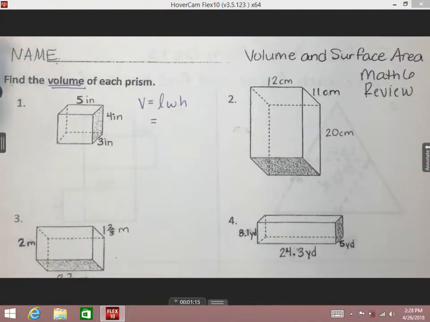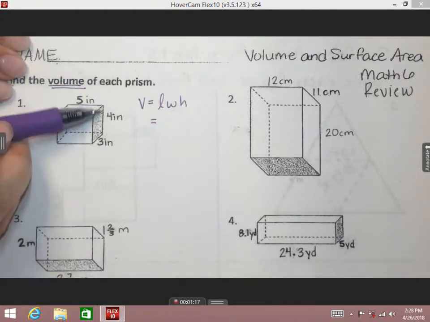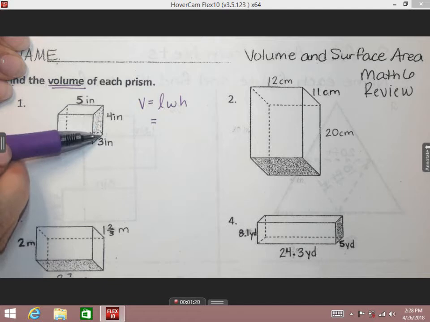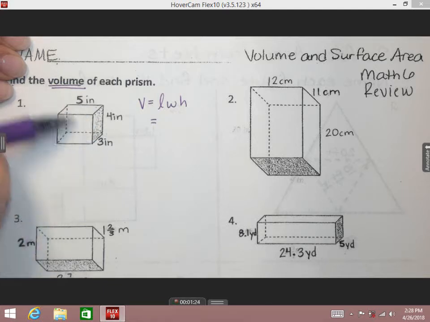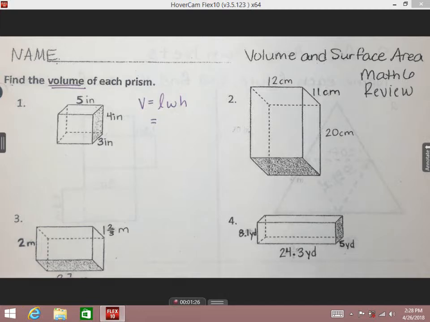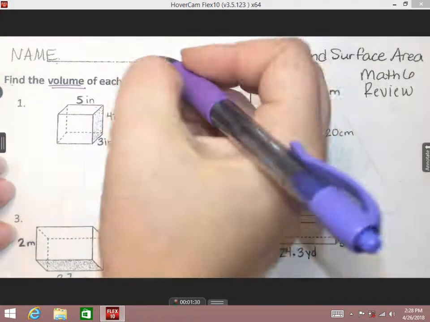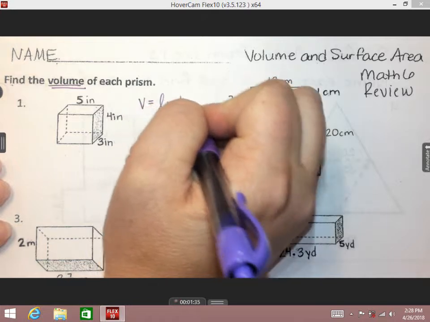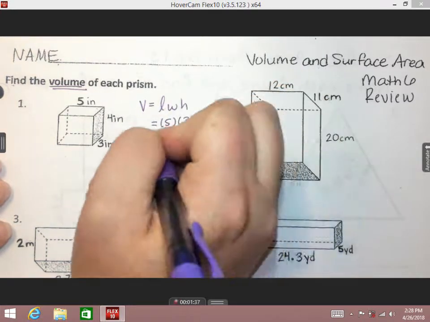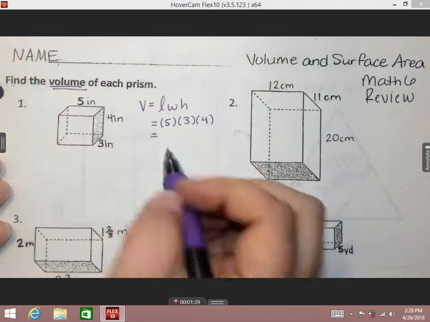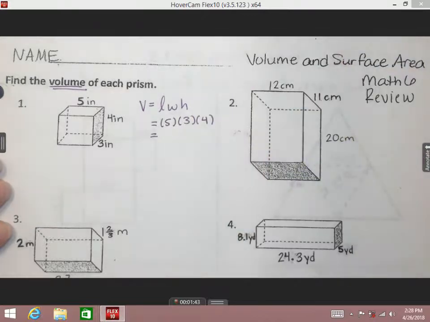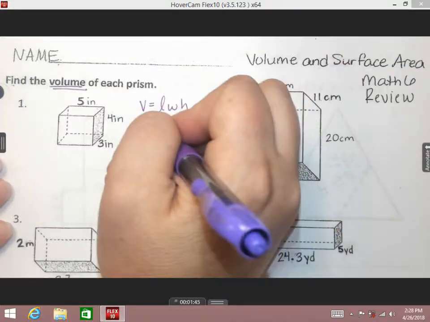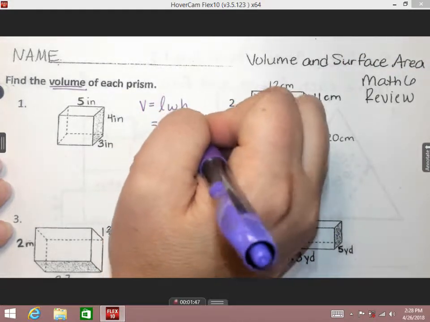As I work each of these problems, I'm going to choose my height to be the length that is going from the bottom to the top, which means my length and width are always going to be the alternate numbers. Again, the order that you're choosing these will not matter because when we multiply, we'll get the same answer. So when I do mine, I'm going to choose my length as 5, my width as 3, and my height as 4. Again, showing my formula, my numbers. Now I multiply using my calculator to get the answer, and I get 60 inches cubed.